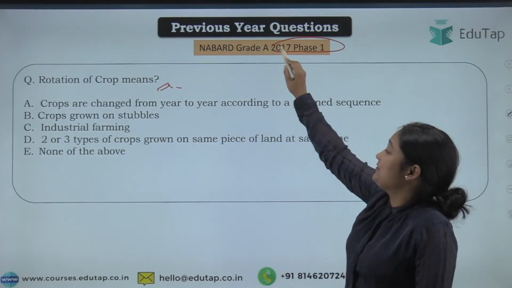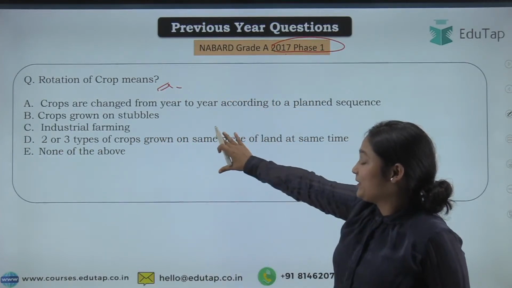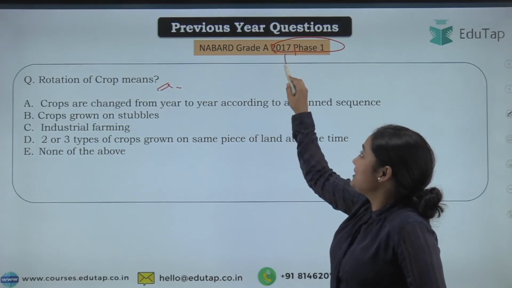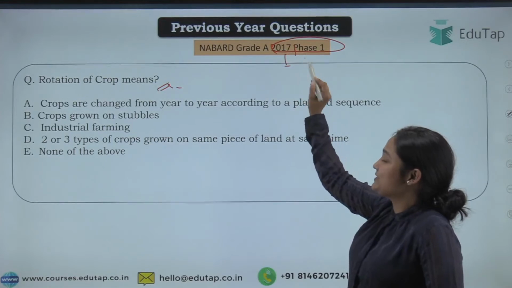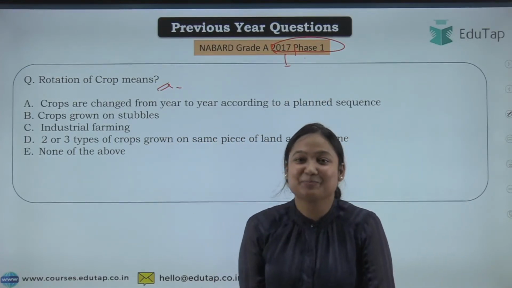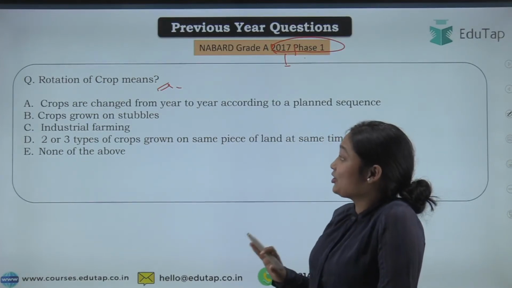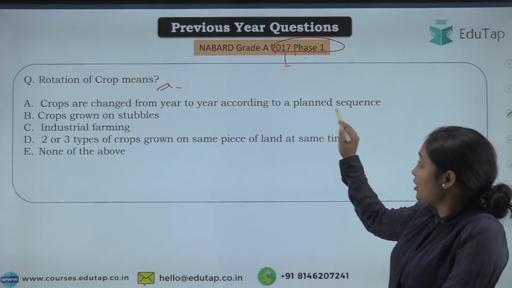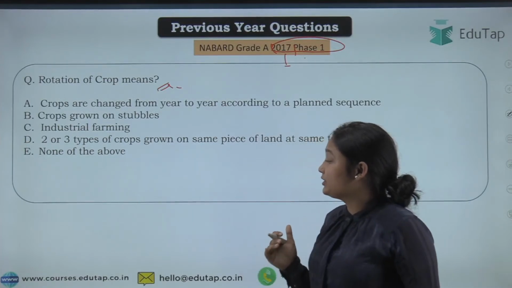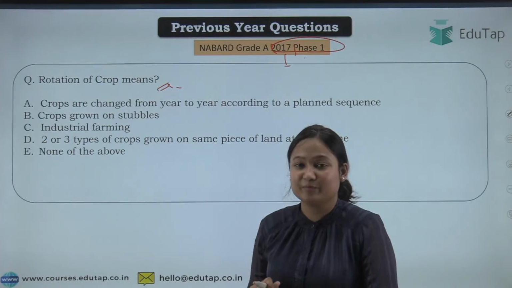Again, see, 2017 phase 1, this particular question came. And that's why I told you this topic is very important. So you will have to try the answer. If you had appeared in the grade A phase 1 2017 paper, you could have gotten 1 mark extra than other candidates. Your options are: crops are changed from year to year according to planned sequence; crop grown on stubble; industrial farming; 2 or 3 types of crop grown on the same piece of land at the same time; none of the above.